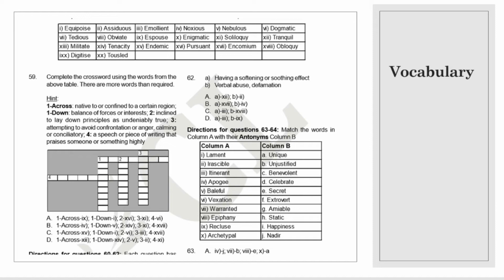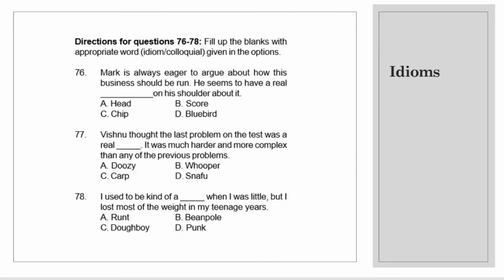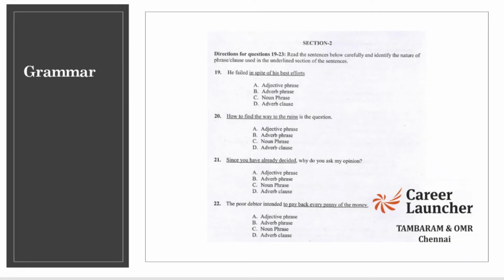And the other thing is, you have questions like these which are parajumble questions, and that's a 4-sentence parajumble. You have questions like these which are idioms questions, so you're not going to spend a lot of time on this again. And then you have questions like these which were grammar questions, which came in your 2018 paper, 2017 paper. Now apart from this, we have also sometimes seen IIFT throwing up error spotting questions as well.